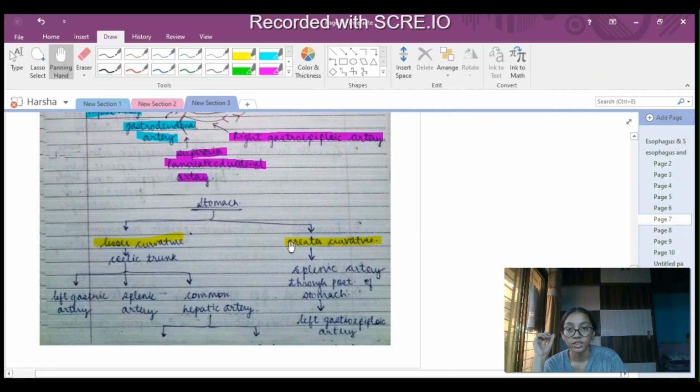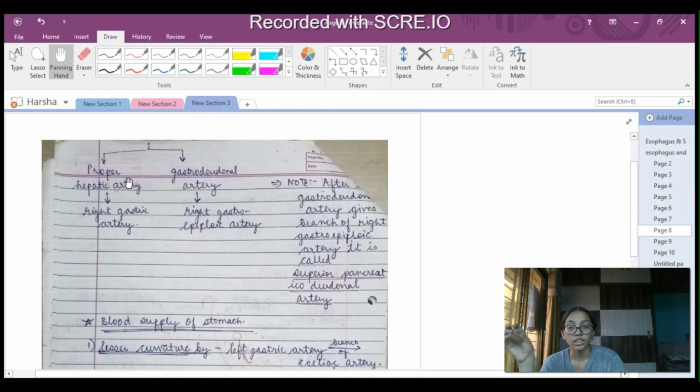In the form of a flow chart: the stomach has two curvatures, the lesser curvature and the greater curvature. The lesser curvature has the celiac trunk. The celiac trunk gives three major arteries: the left gastric artery, the splenic artery, and the common hepatic artery. Likewise, the greater curvature has the splenic artery through the posterior of the stomach and the left gastroepiploic artery. Then the proper hepatic artery and the gastroduodenal artery. The proper hepatic artery gives rise to the right gastric artery, while the gastroduodenal artery gives rise to the right gastroepiploic artery.